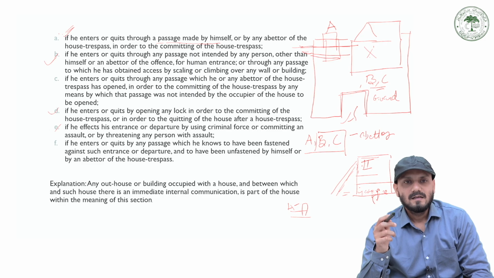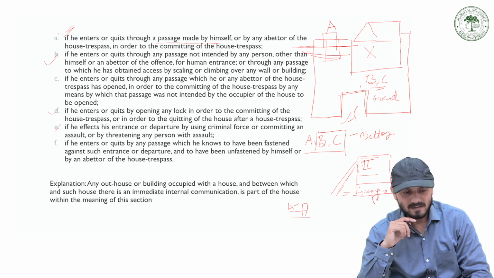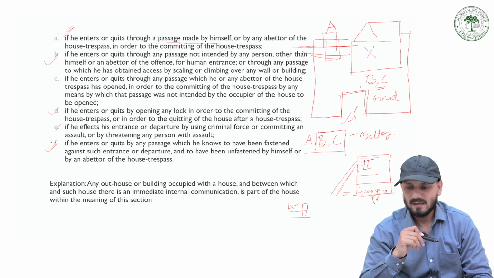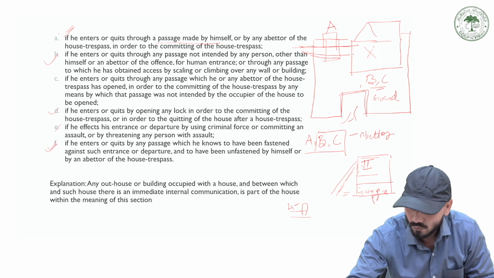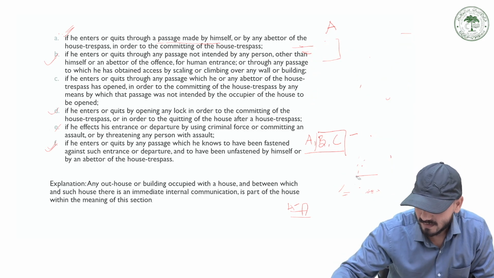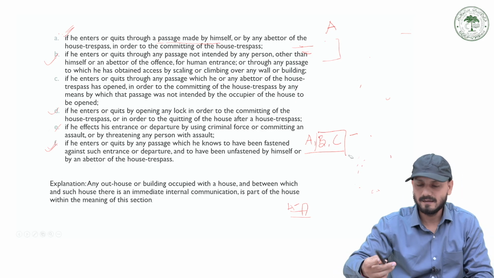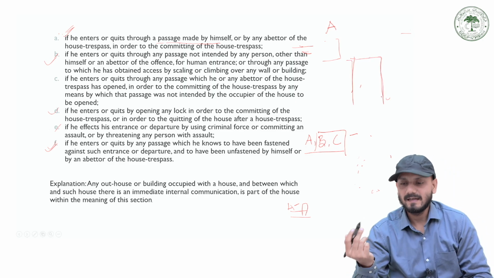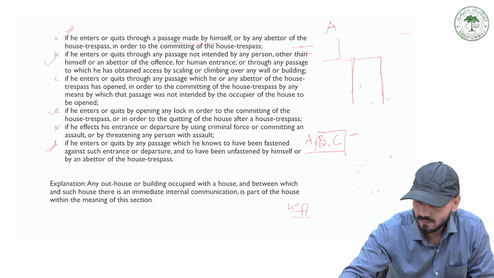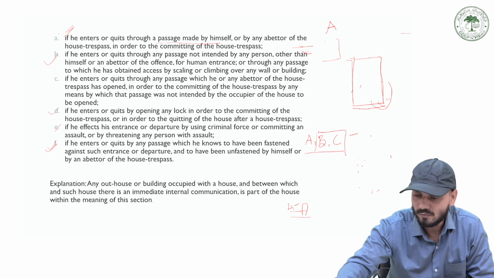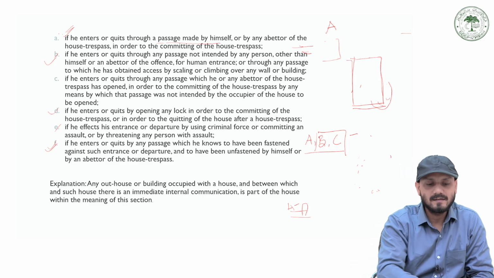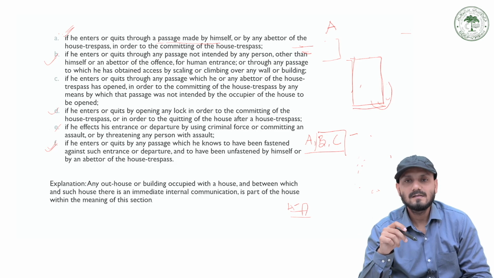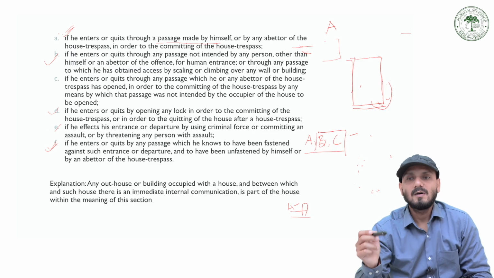A commits house trespass by entering Z's house through the door, having opened a door which was fastened. This is the F situation, which was fastened. Many of us must have seen those movies or crime patrol serials or CID. If this is a door and it is latched and bolted from inside, the criminal-minded people put a wire from the inside or beneath that door and try to open the latch or the bolt through that wire. So the F situation, if he enters or quits by any passage which he knows to have been fastened, covers this situation. So this would also amount to house breaking.